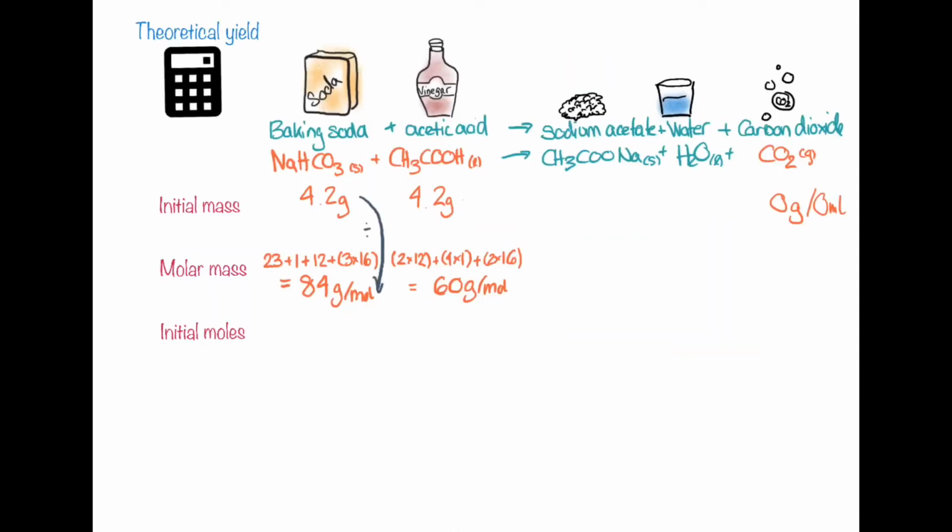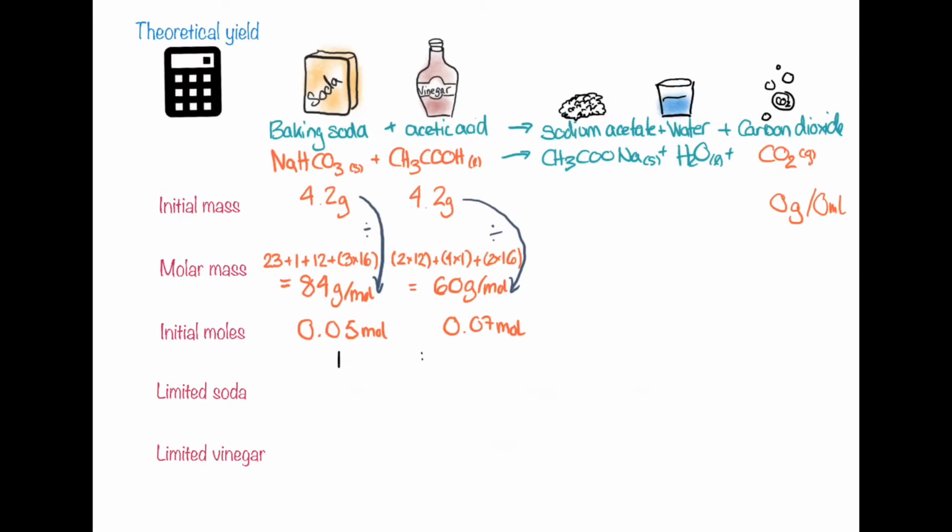So for the baking soda, we do 4.2 grams divided by 84 grams per mole. We cancel away the grams to get to moles. In this case, it's 0.05 moles. We do the same thing for acetic acid, which gives 0.07 moles.